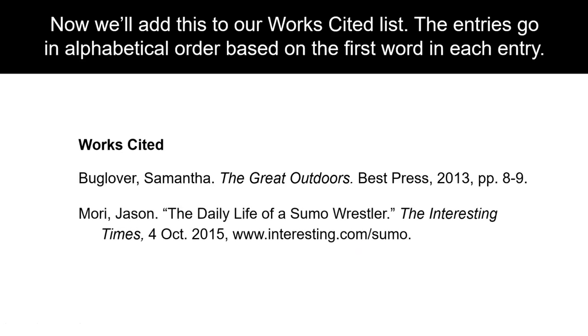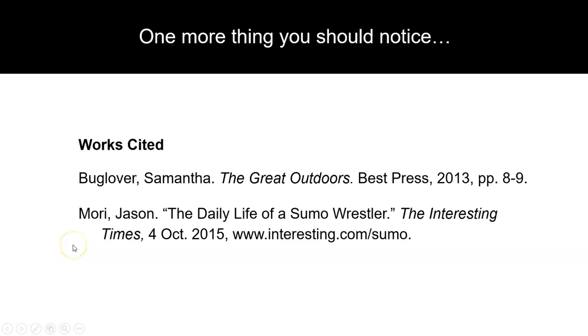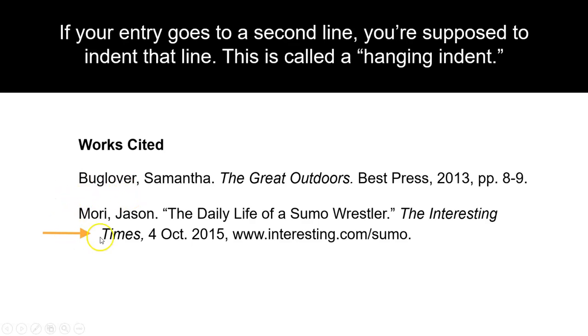Okay, so if we were writing these summaries, we would go ahead and add to our works cited list, and it would look just like this. You would have the entries in alphabetical order, so we would start with the last name that comes first in the alphabet, and then the next one. And then you should notice one more thing about these citation entries. If your entry goes over to a second line, you need to indent that line. That's called a hanging indent.